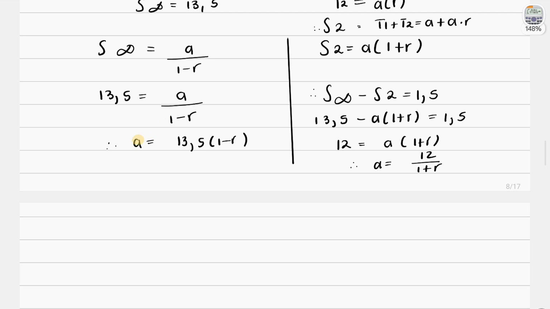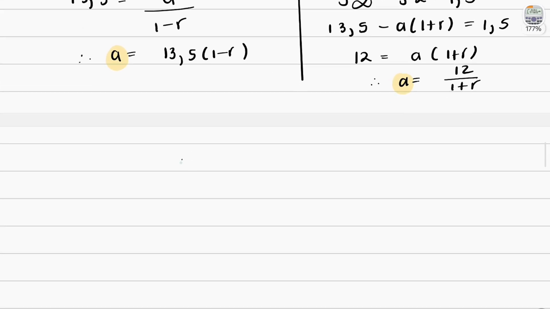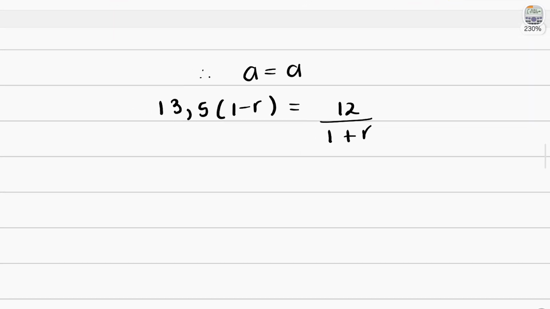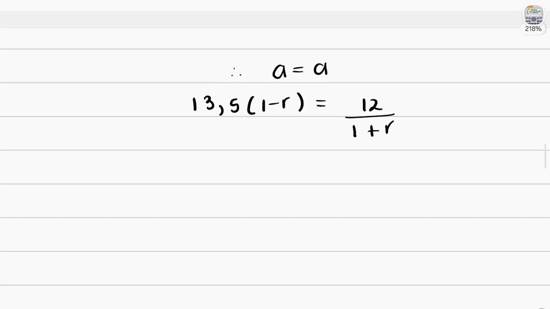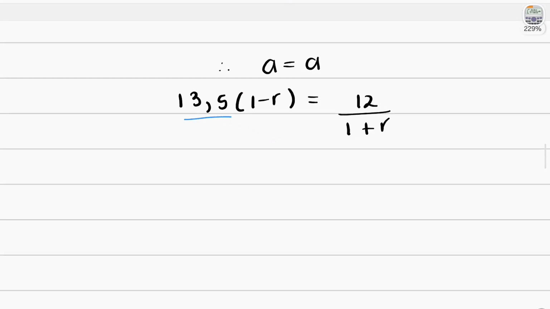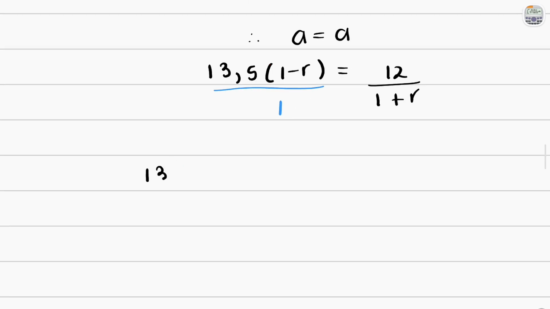Okay, so now that a is the subject of both equations, we can equate them. So a is equal to a, and we have 13.5 multiplied by 1 minus r is equal to 12 over 1 plus r. Now we can solve for r. Let's go ahead and cross multiply. This has a natural denominator of 1, and so we're saying all of this times 1 plus r. Let's first rewrite it: 13.5 times 1 minus r and 1 plus r is equal to 12.